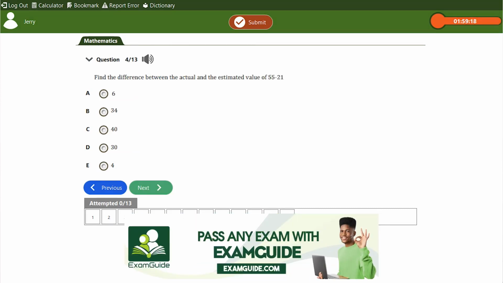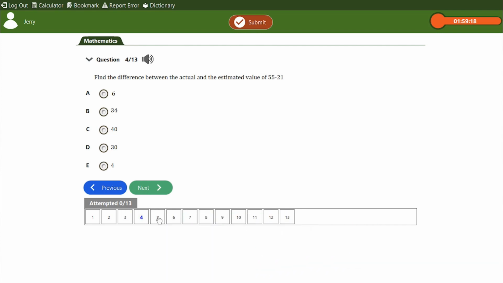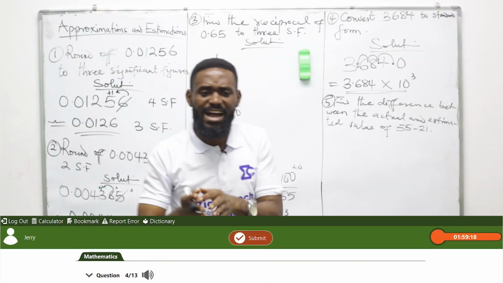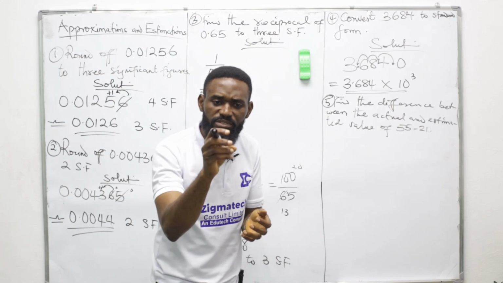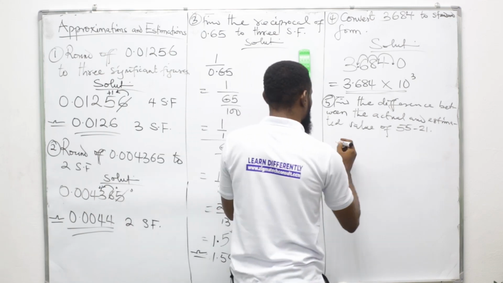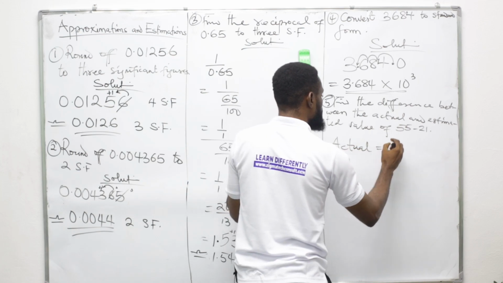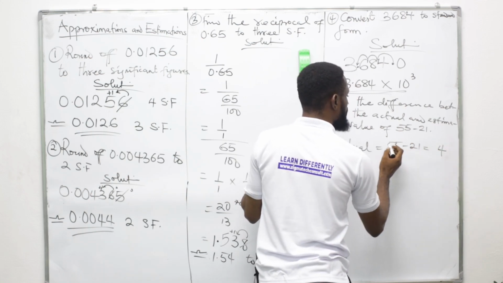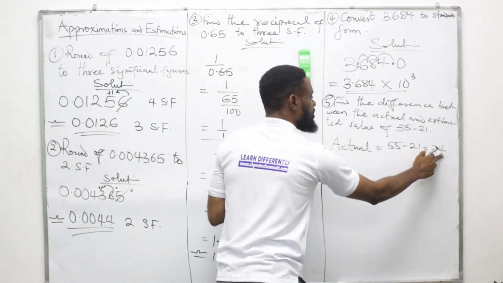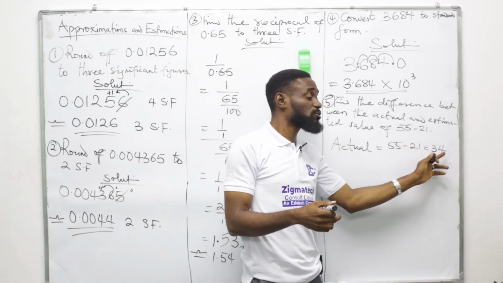All right? Now this one says, find the difference between the actual and the estimated value of 55 minus 21. So let's do that thing. So they're asking us to find the difference between the actual value of this and the estimated value of that. So let's see. The actual value of 55 minus 21 is 55 minus 21, which will give us what? 5 minus 1 is 4. 5 minus 2 is what? 3. So this is the difference between these numbers in the actual form.